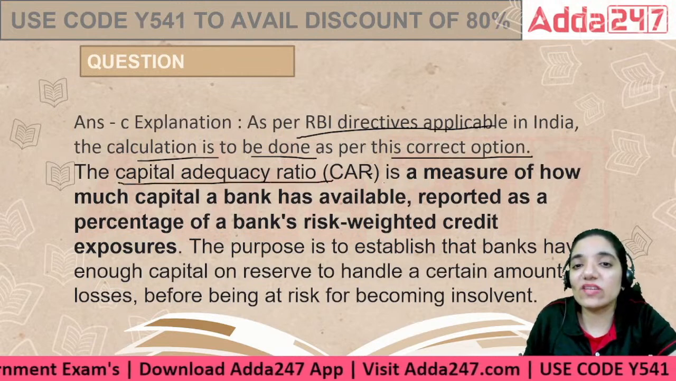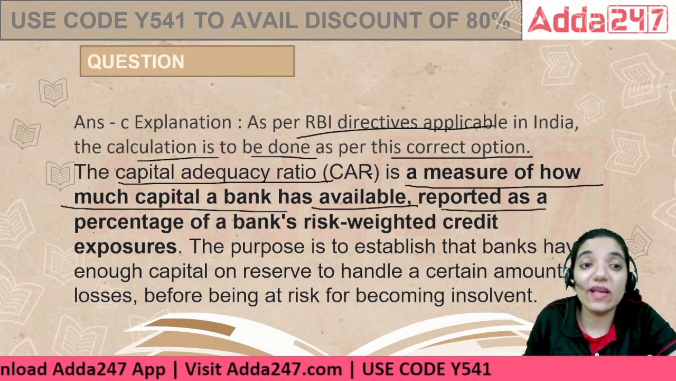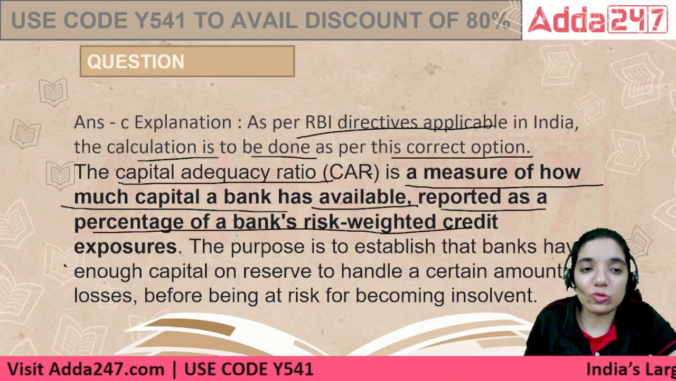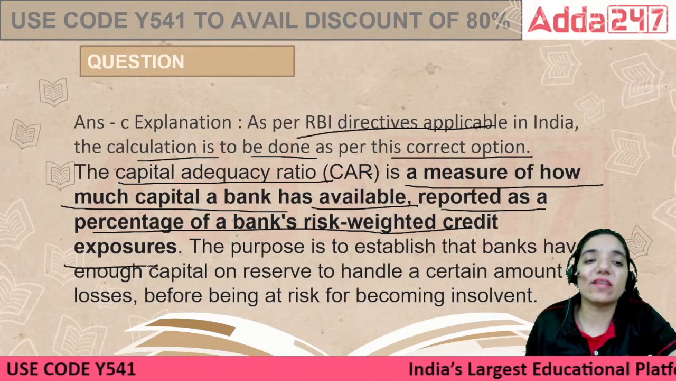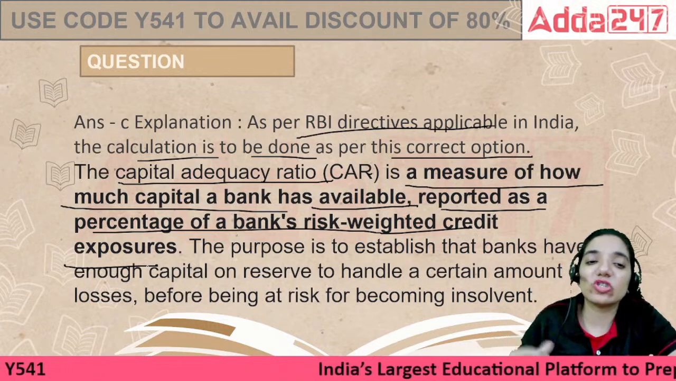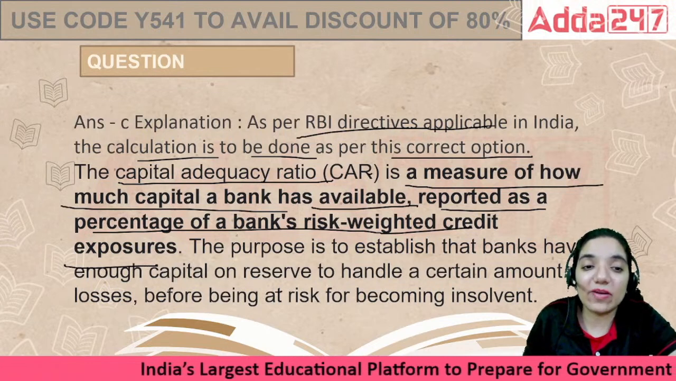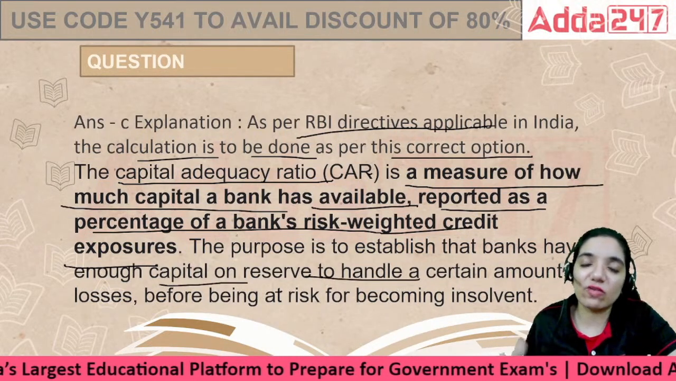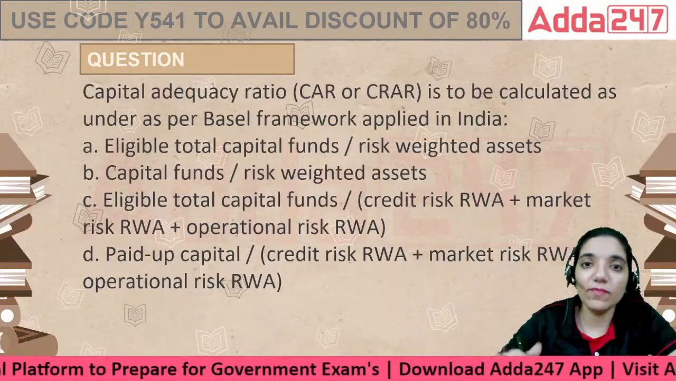The capital adequacy ratio is a measure of how much capital a bank has available, reported as a percentage of the bank's risk weighted credit exposures, right? So this is basically the entire formula for CAR, that is capital adequacy ratio. This is a question of module D. The purpose is to establish whether the bank has enough capital in its reserves or not, because any bank which becomes insolvent can be a trouble for the entire economy, right?